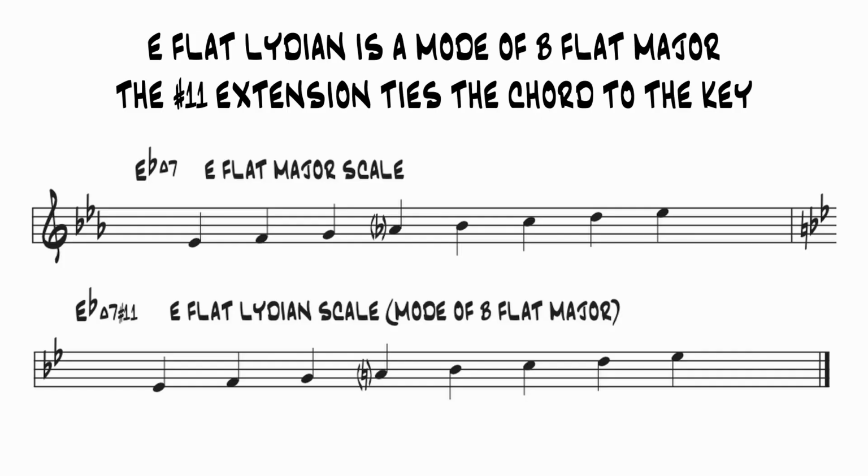An E flat major scale with a raised 4th degree or sharp 11 is called Lydian. It's a mode of the B flat major scale, which means it contains the same notes. So the sharp 11 extension ties the E flat major 7 into the key of B flat. The chord symbol might appear to be more complicated to your eye, but to your ear the sharp 11 makes sense because that note is in the key signature of the tune.